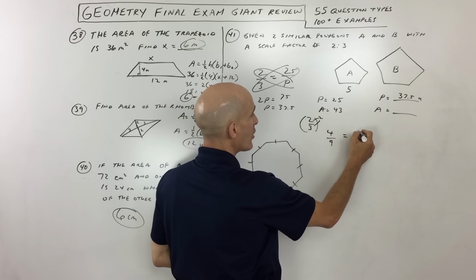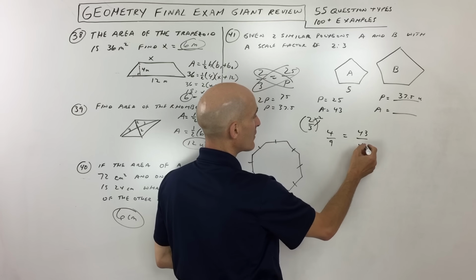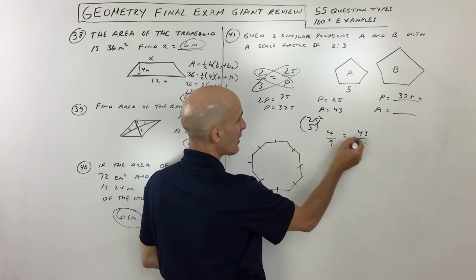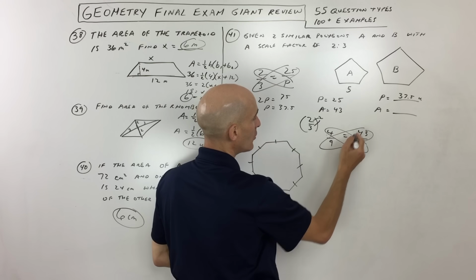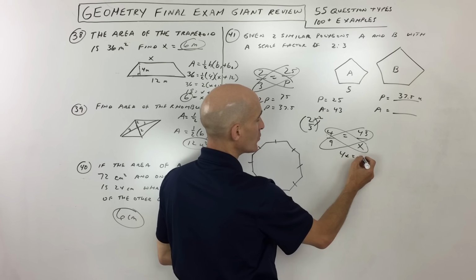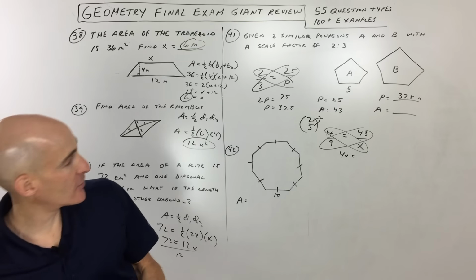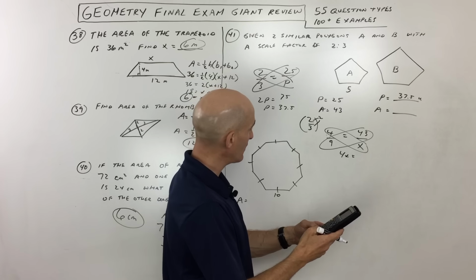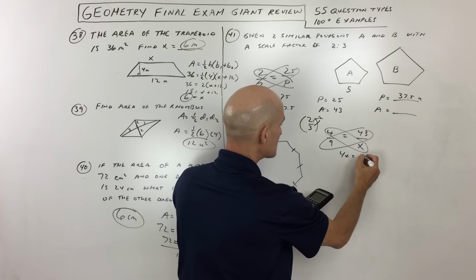And the area of the smaller one is 43. We just have to find the area of the larger one. See, small to large, cross multiply on the diagonal, we get 4x equals 9 times 43. So I'm going to go to the calculator here just to make sure I don't make a little arithmetic error. That's 387.